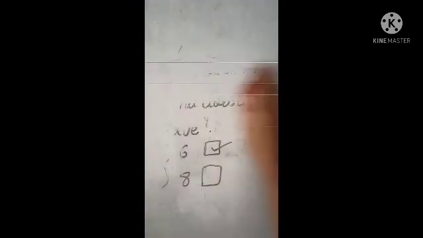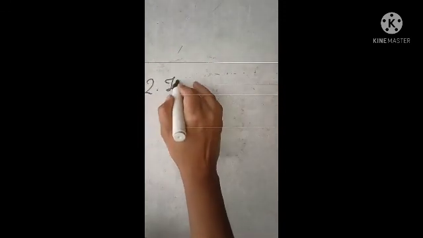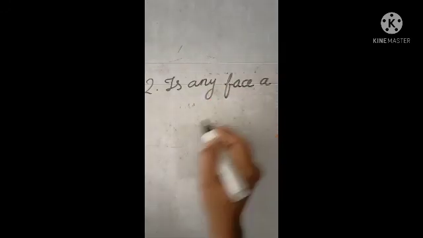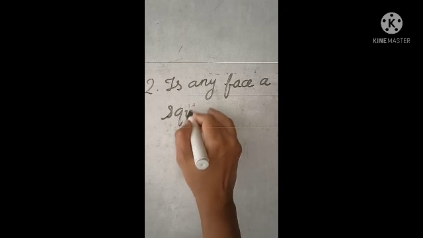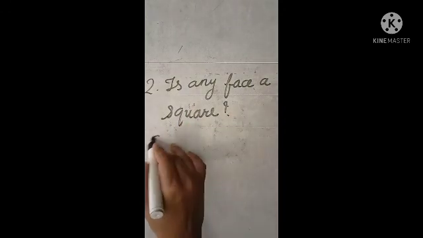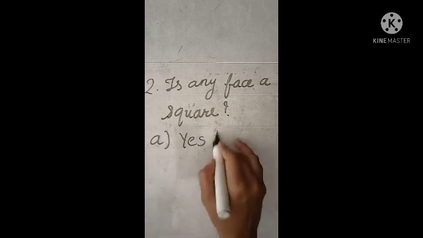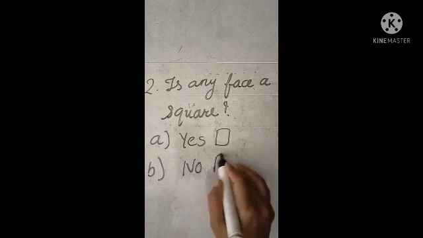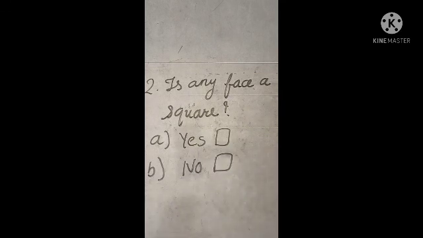Second question is, is any face a square? Is any face a square? Here are two options. First is yes, B option is no. So is any face a square? Does a brick have a face that is a square? So the right answer is no.